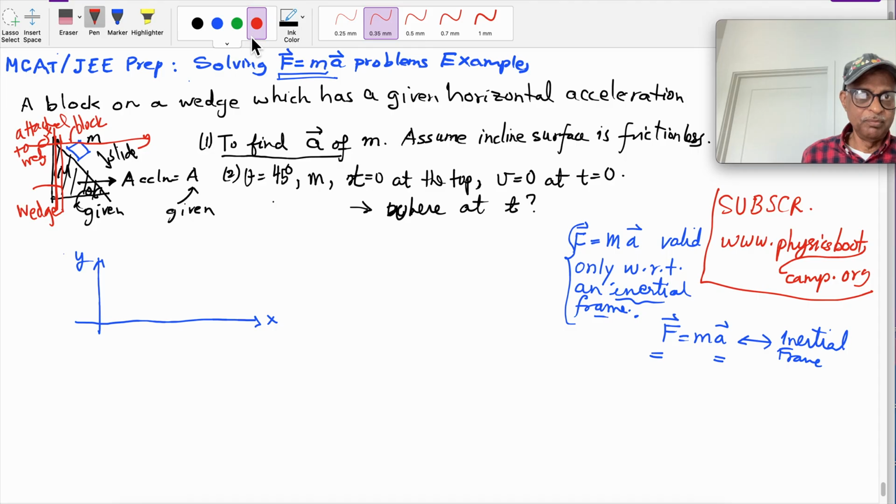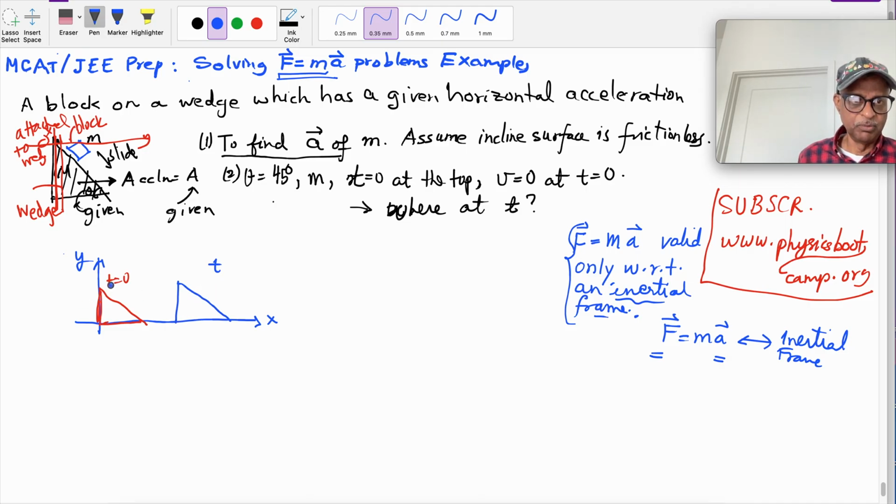Maybe at t equal to 0, it was like this. But at some arbitrary time t, it will be over here.